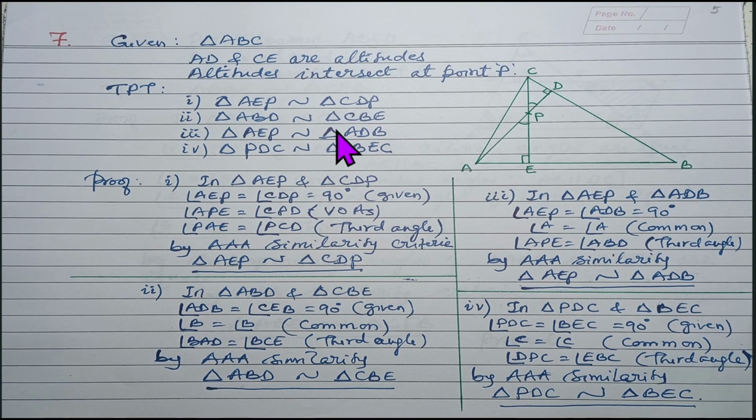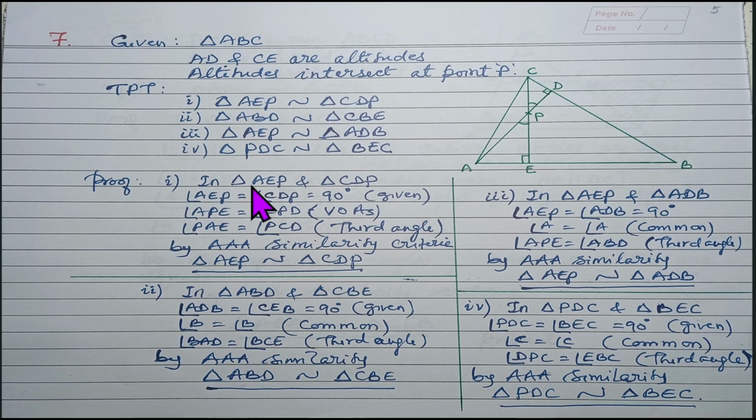Now coming to the next example, we are given a triangle ABC. ABC is a triangle. AD and CE are altitudes. They are perpendicular. AD is perpendicular to BC and CE is perpendicular to AB. Now we have to prove the first one, small triangle AEP is similar to small triangle CDP. We have to prove these two triangles are similar. So let us understand this proof first, then we will go further.